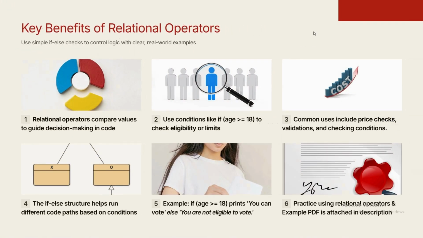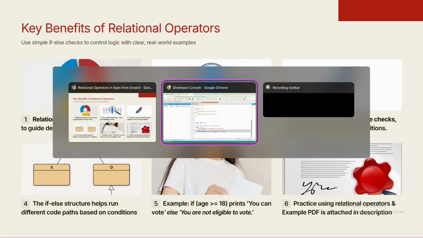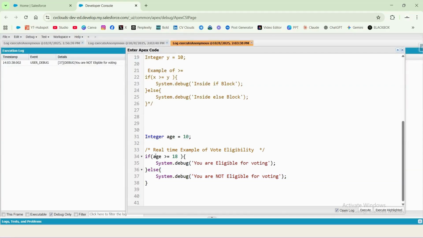So guys, in this slide, I will explain the key benefits of relational operators. What are the things we can do using relational operators? First, relational operators compare values to guide decision making in code. Let me show you on the anonymous window. Using conditions, that is using the if block, we can check the condition here and execute the logic based on the condition.